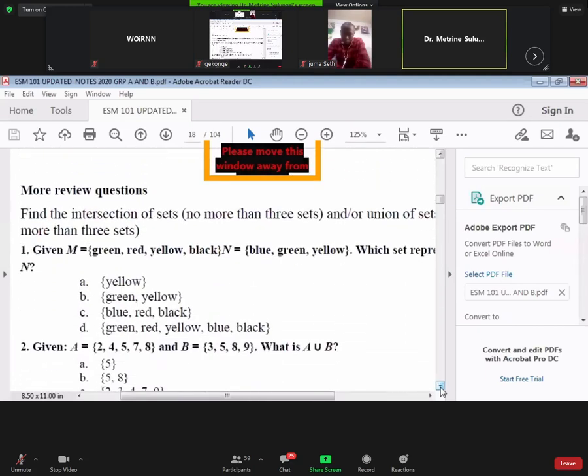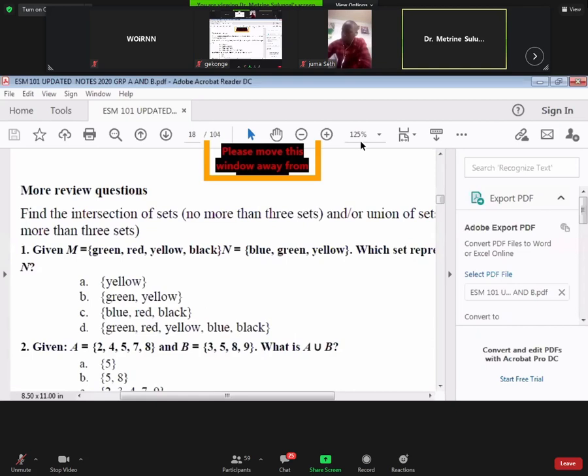Let's now look at examples so that we don't go far. Please write these examples so that we work out more examples for us to understand. We are working out examples for practice. More examples. Find the intersection of sets and the union of the following sets. Question one.